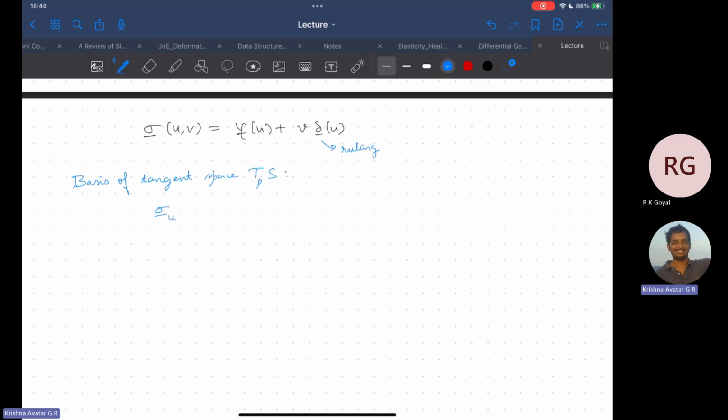So sigma vector U is equal to gamma vector. We recall that we could use dot to imply a derivative with respect to U, since it's an ODE, plus, and V is not a function of U. So U and V are parameters or independent variables. So V into del dot U, right? Likewise, for sigma V, of course, partial gamma vector by partial V is 0. So all that we have is del vector U.